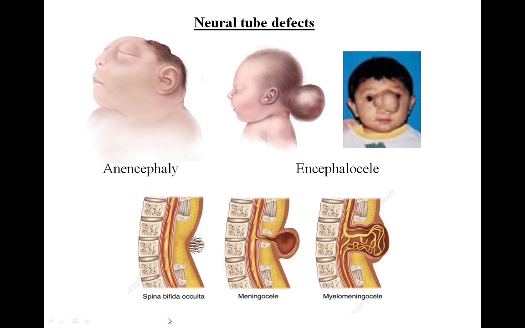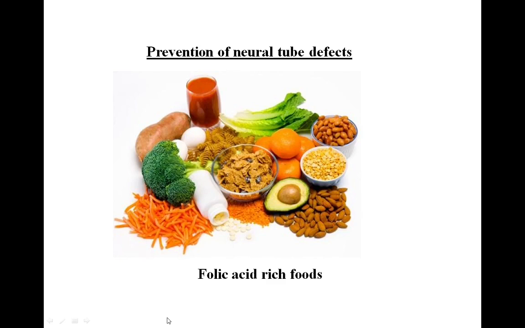Folic acid is present in many foods. The pregnant mother or females should take these types of foods: the nuts, the legumes, avocado. I don't know whether avocado is available here or not. The citrus fruits, then the oats, lettuce, eggs, broccoli, tomato, carrots, all these things. And this is the folic acid tablet, 400 micrograms daily throughout pregnancy.